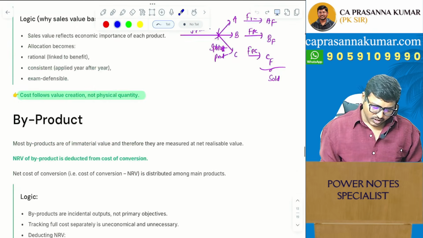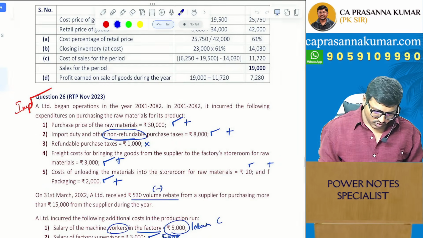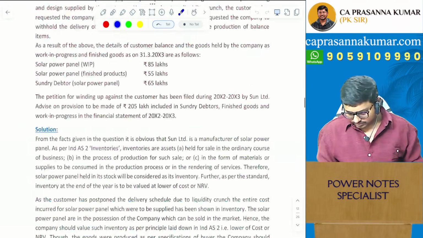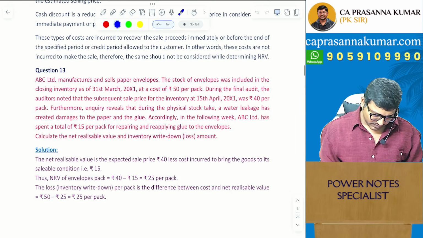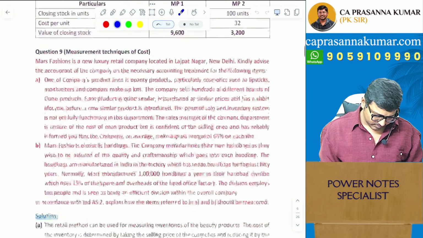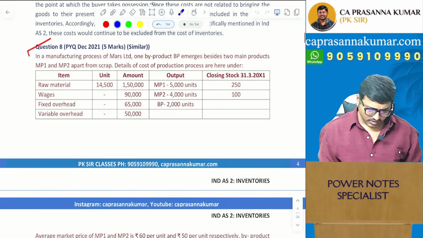To understand this better, we'll also solve the sum, question number 8. Let's go to question number 8. Understand the joint and byproduct concept. Okay, look at this question.